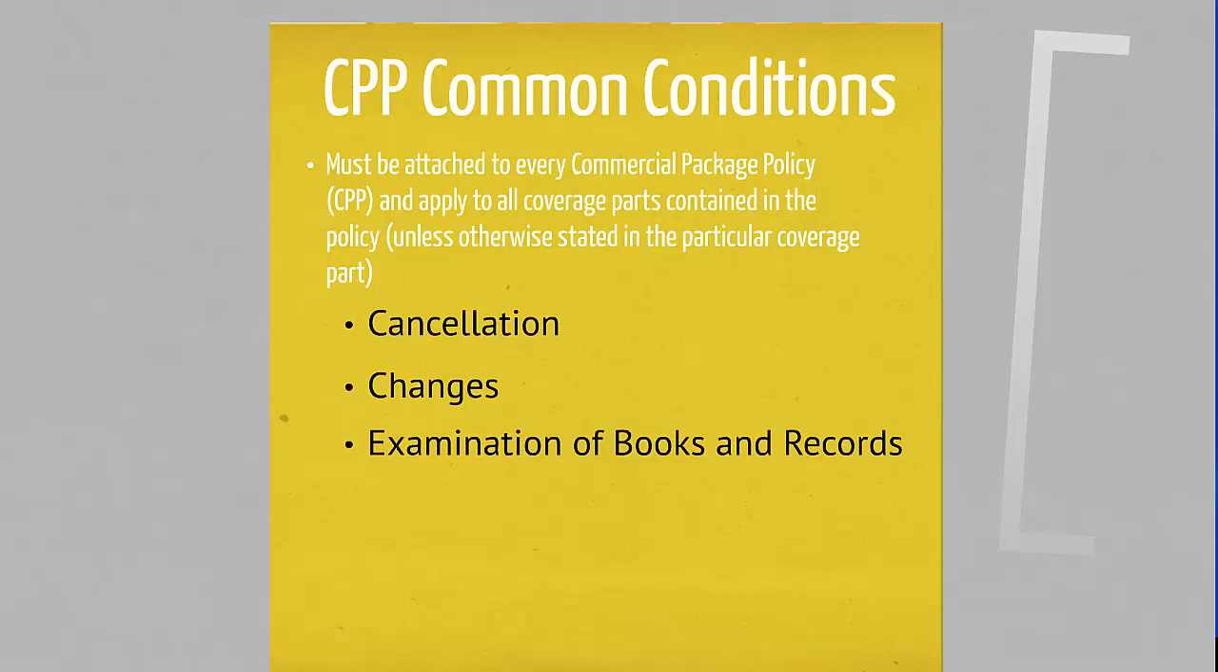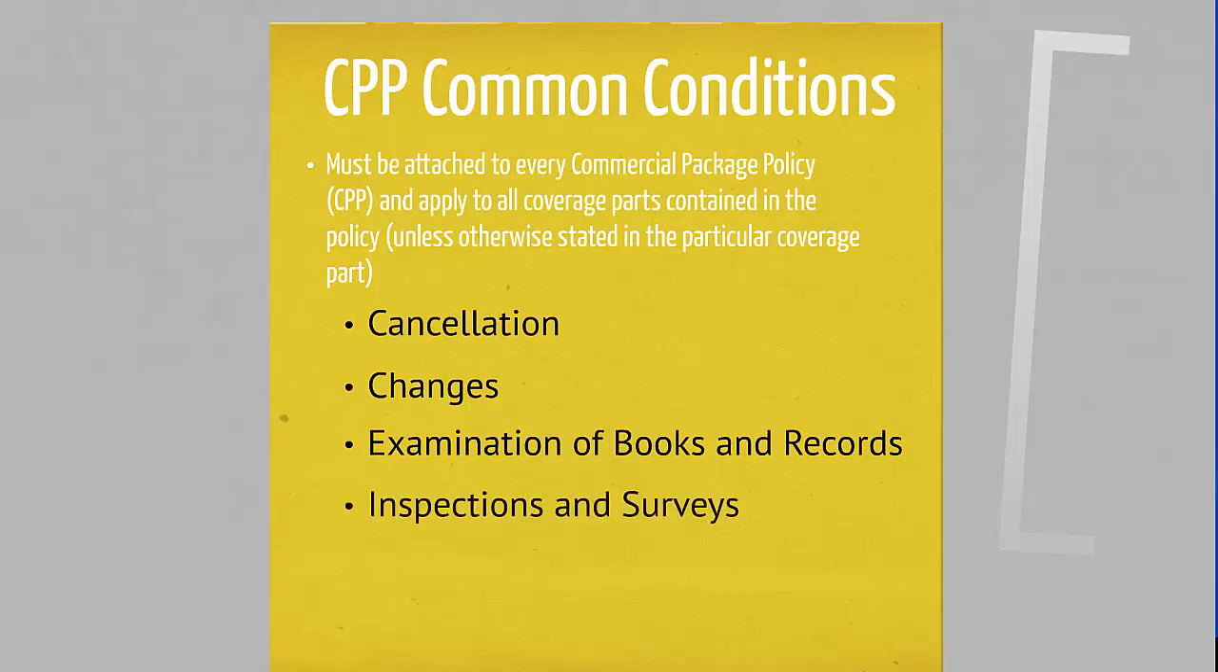Next is examination of books and records. The insurer can audit the insured's books and records as long as they're related to the policy during the policy period up to 3 years. Usually these things are related to calculation of the premium, which is based on things like payroll and size of assets. The insured is required to submit reports to the insurer, but the insurer has the option of doing on-site audits.